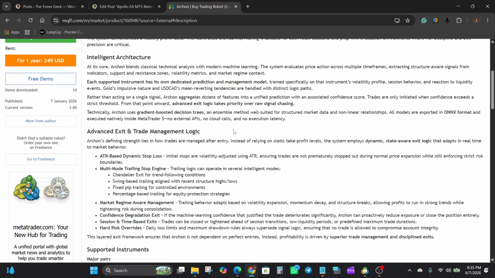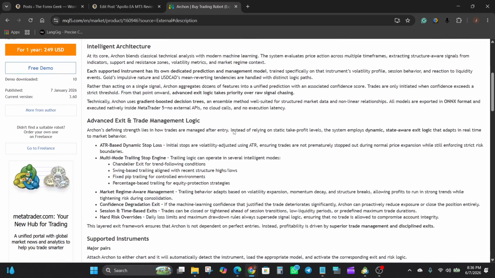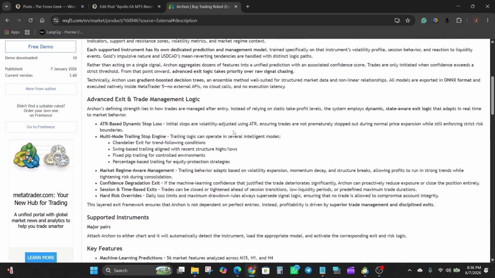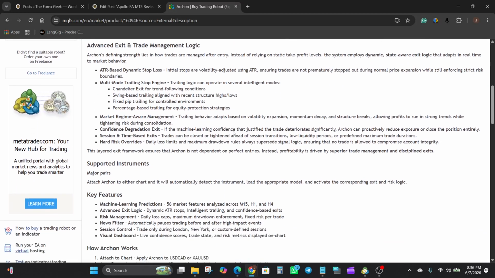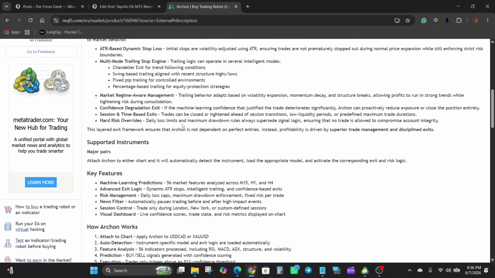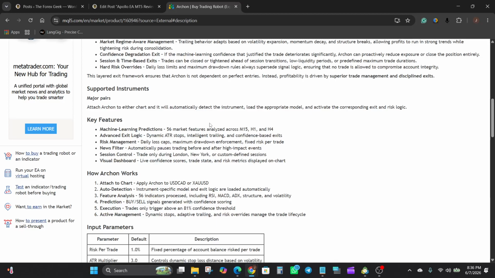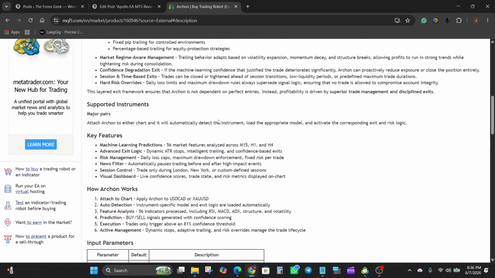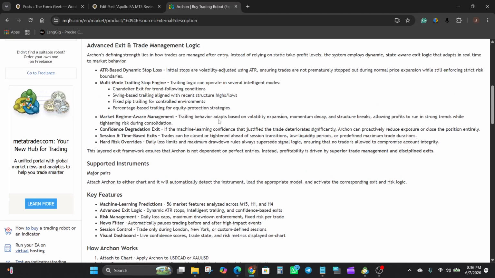Now, as I scroll through the featured section, we can see that risk management is a major focus. The EA includes fixed risk per trade, maximum daily loss limits, maximum drawdown controls, and hard risk overrides designed to protect account equity. Now, the developer also states that the system does not use martingale, grid trading, or position scaling.